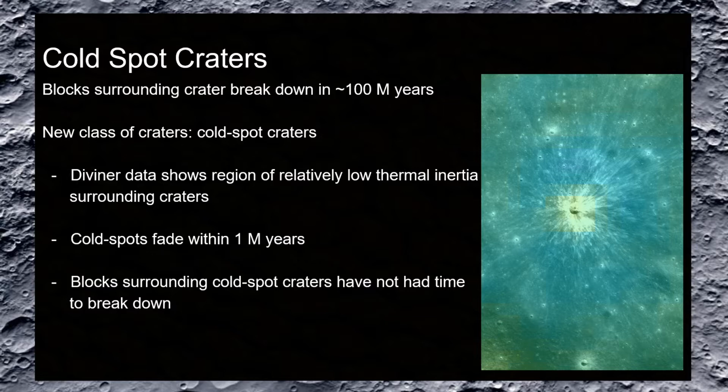The key characteristic of cold spot craters is that they are less than 1,000,000 years old, whereas blocks 2 to 3 meters in diameter break down in around 100 million years, which is faster than previously thought. This means that if we do not see blocks around a cold spot crater, we can be relatively certain that the impact did not excavate blocks in the first place, because they would not have had enough time to break down.